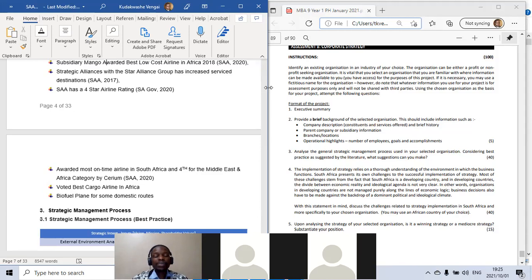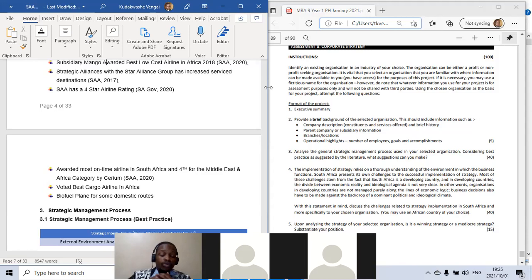But remember, this is just 5 marks. That's why I was saying some of the information that I was providing over here was really unnecessary. At the end of the day, I would say a maximum of 3 pages. Otherwise I would recommend 1 page of background information, or 1.5 pages about the company. Don't exceed 3 pages. 3 pages is actually a bit too much information that you would have provided about the company.